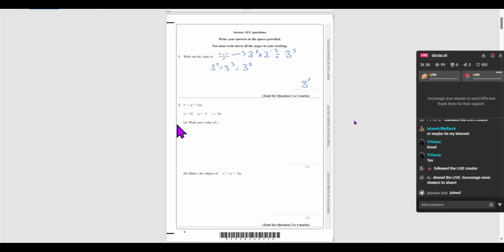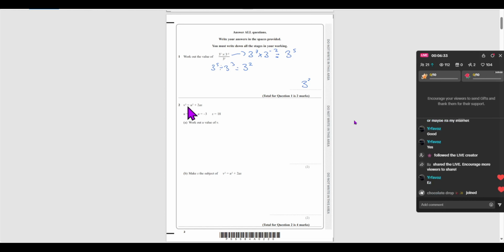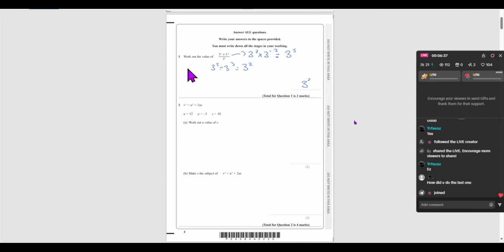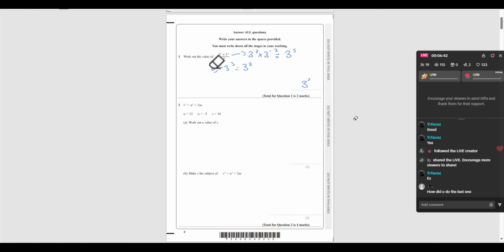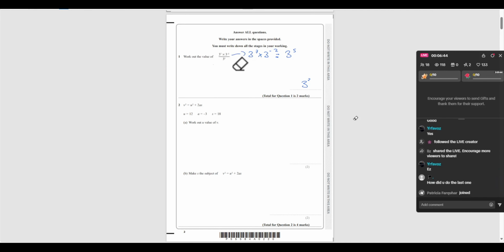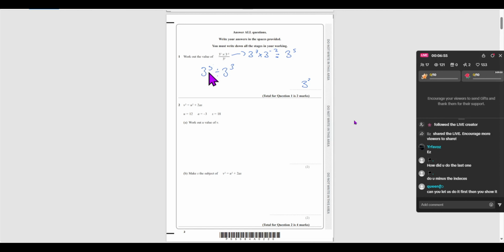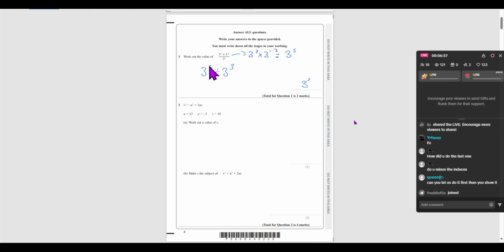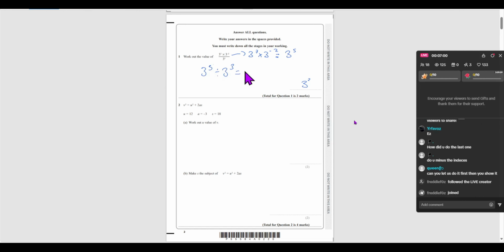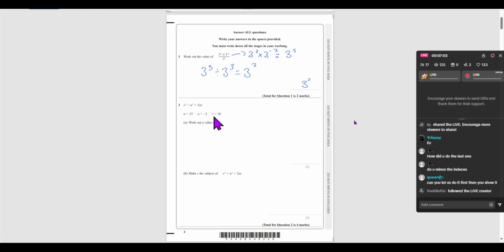Now, question number 2 is v squared is equal. Okay, how do I do the last one? So 3 to the power of 5 divided by 3 to the power of 3. Whenever we're dividing, you have to divide and then subtract the powers. We'll get 3 to the power of 2, okay?